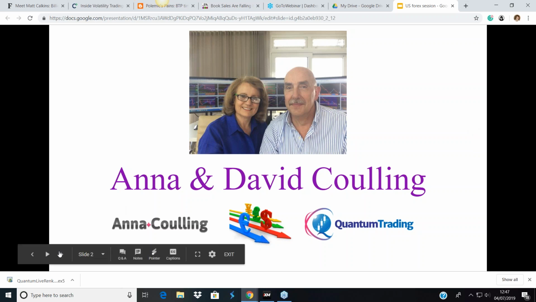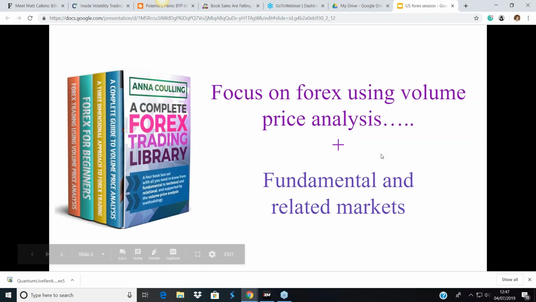Now, just in case VPA, volume price analysis, is something that maybe you've heard of, or you know a little bit about, or you don't know anything about. It's the methodology, the means of analyzing the chart and the price action using volume that David and I have been using, well, goodness, almost 20 years.